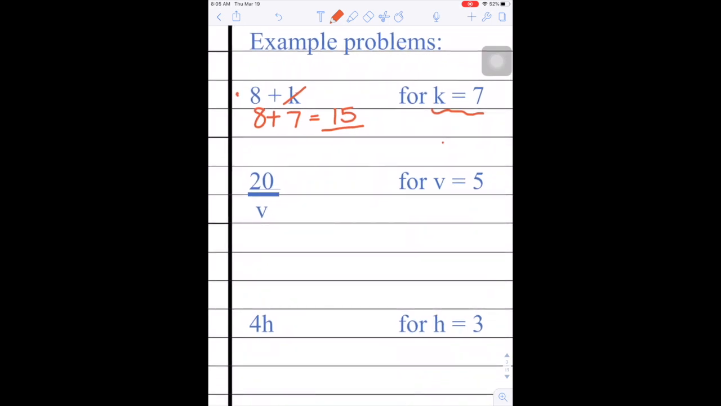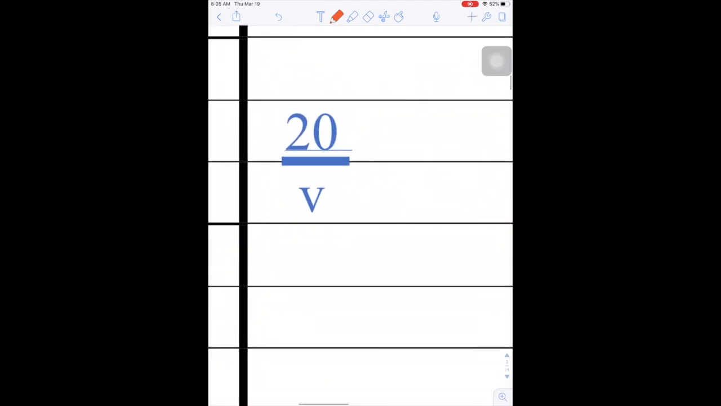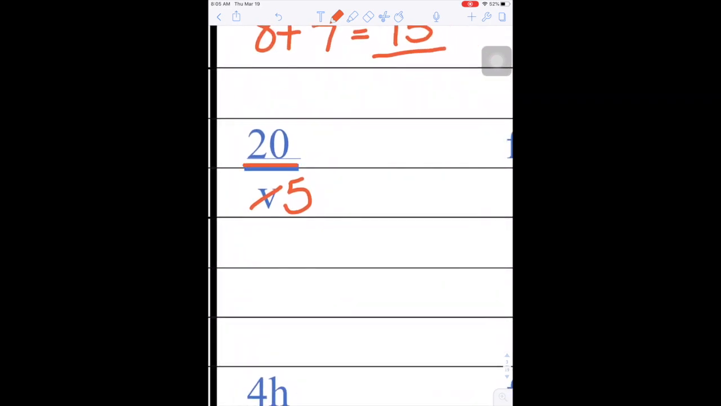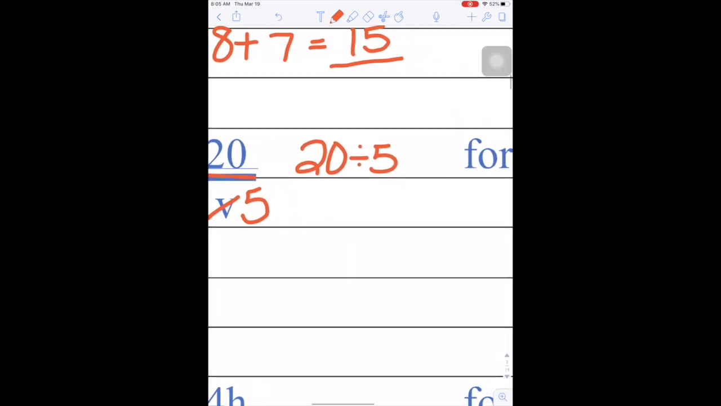So v is 5, so if I rewrite this, instead of v, I'm going to have 5. And remember, this symbol means division. So 20, if you want to rewrite it so you're more familiar with how it looks, 20 divided by 5. And then if I solve for 20 divided by 5, I can count by 5s. How many until I say 20? 5, 10, 15, 20. My answer is 4.